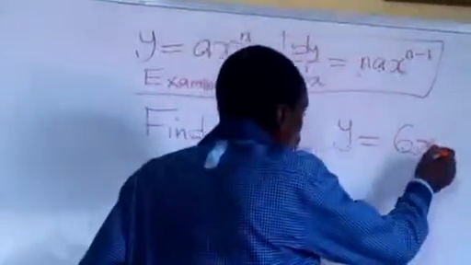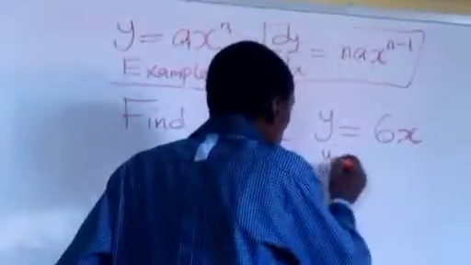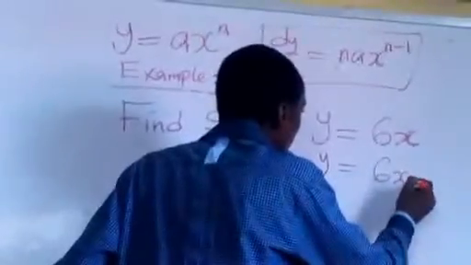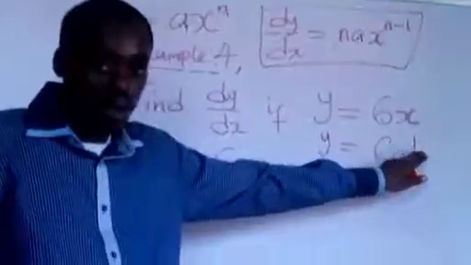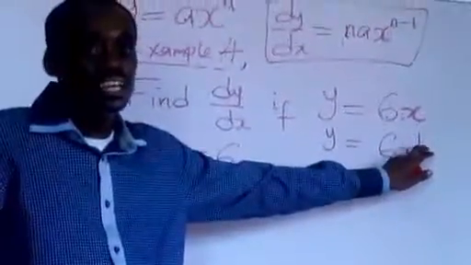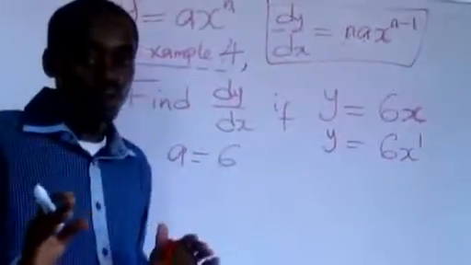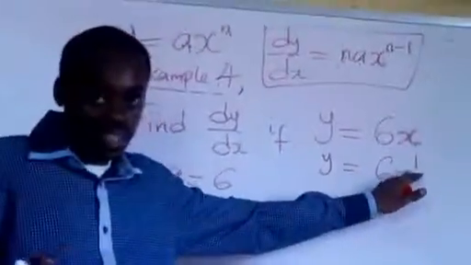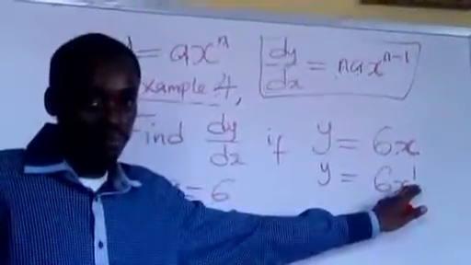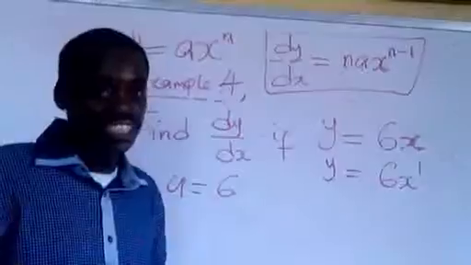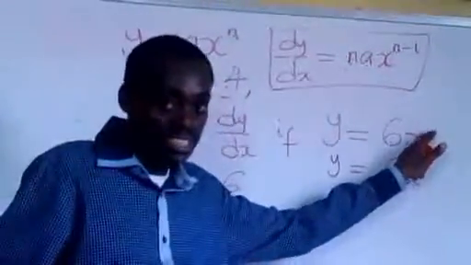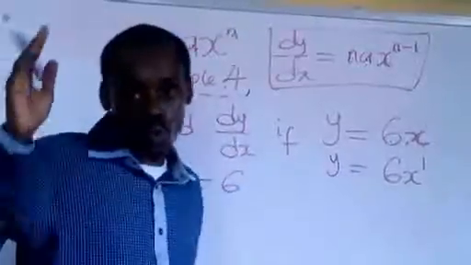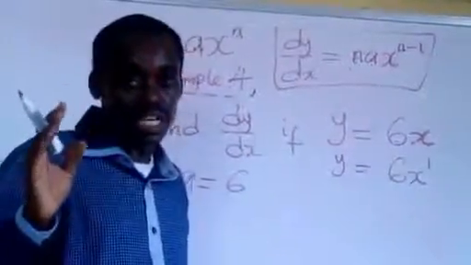Now, y equals 6x is the same thing as y equals 6x raised to power 1. It's just because x is raised to power 1 that it is not written. It is assumed anywhere in the world that there is an invisible 1 there. So it is not written. But when differentiating and there is nothing written, the x is not raised to anything. So know that x is raised to power 1.